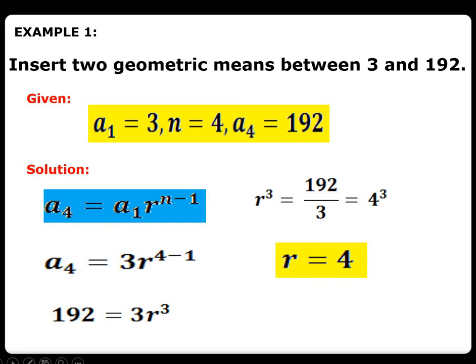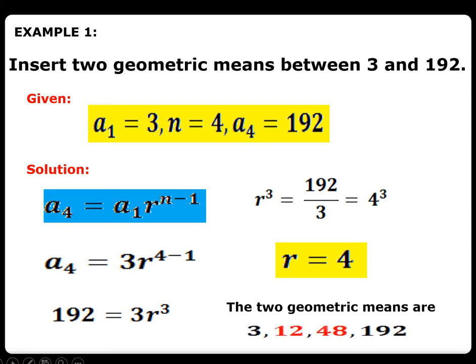Okay? What are the two geometric means? The two geometric means are in the sequence 3, 12, 48, 192. It's very simple. How? We can simply multiply 4 by 3, so we have 12. 12 times 4 is 48. 48 times 4 is 192. That's the easiest way in solving this kind of problem.